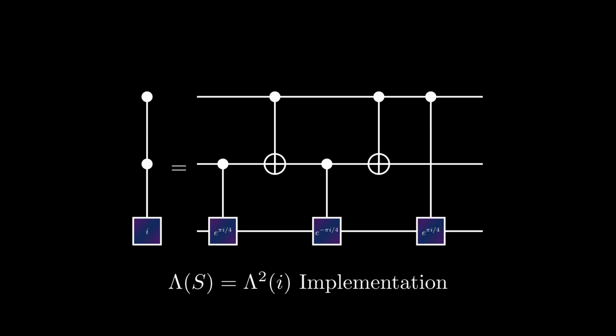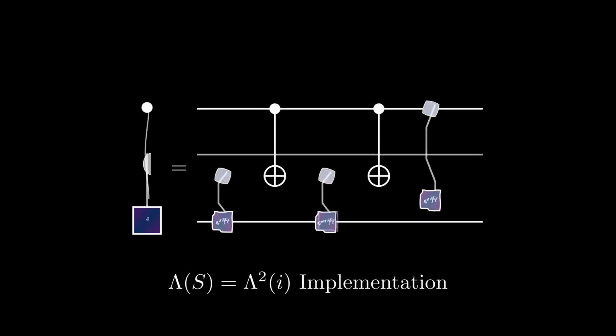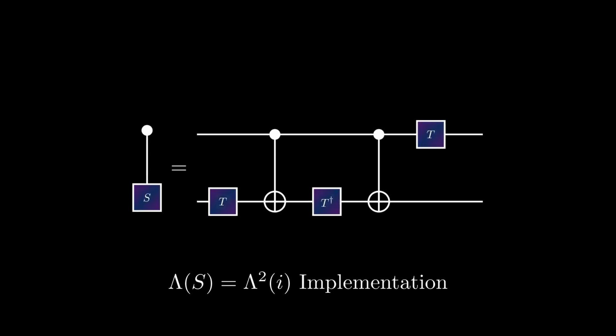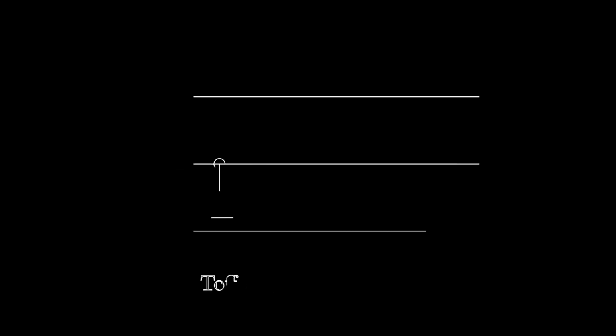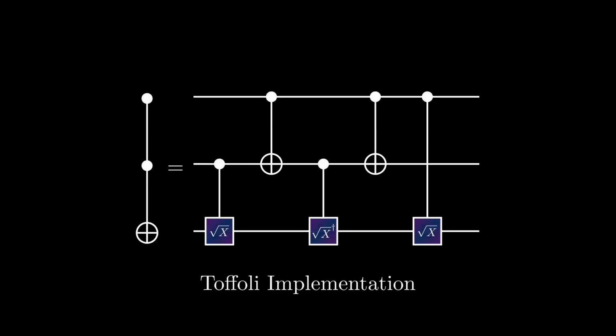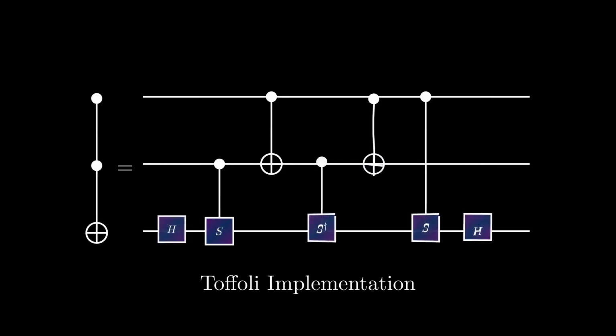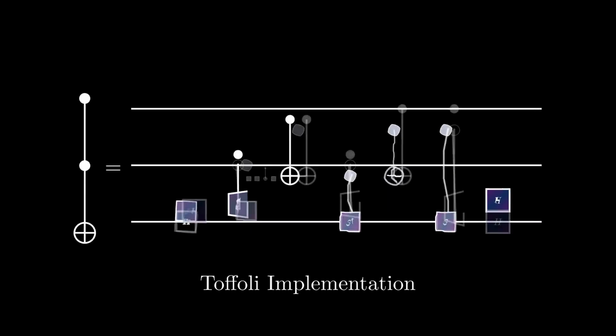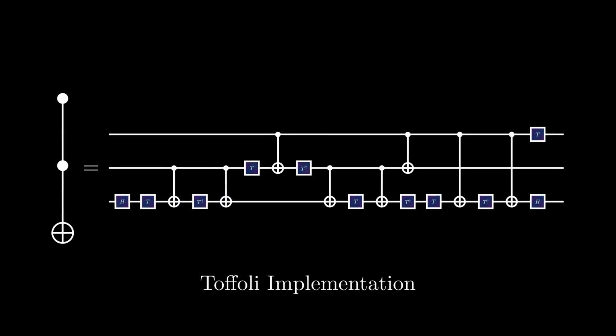Since the square root of S is just T, we have that lambda of S can actually be written in terms of T and CNOT gates as follows. Substituting this back into the original circuit, we get the following. Removing all the gates that cancel, we have that the Toffoli gate is simply given by the following decomposition.